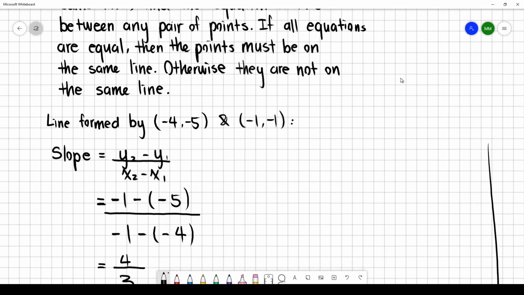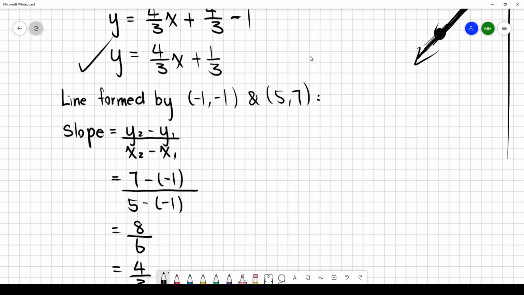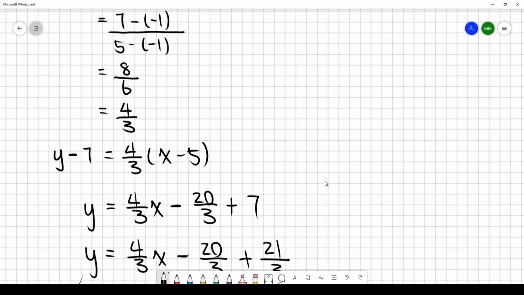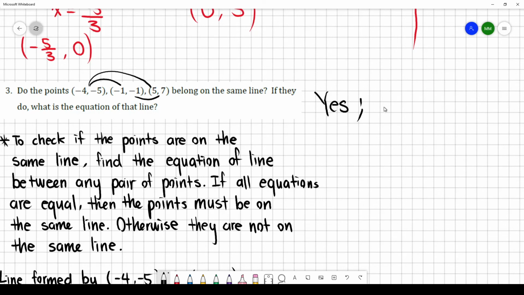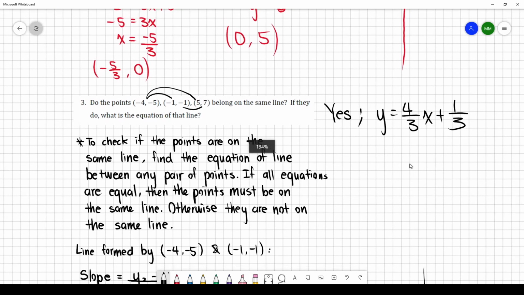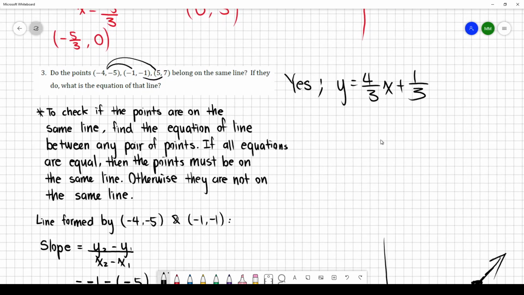And the equation, as we found out twice now, is y equals 4 over 3x plus 1 over 3, oh no, plus 1 over 3, my bad, not plus 1. So that's all.